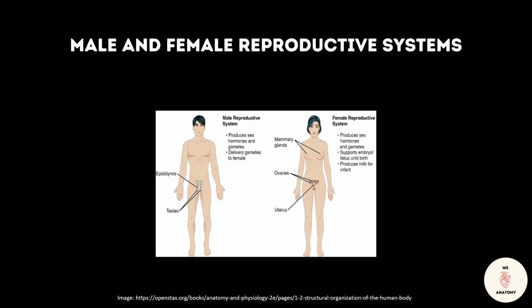These systems are responsible for producing sex hormones and gametes, which can combine in the process of procreation. The female reproductive system also supports the embryo and fetus until birth, and then produces milk to nourish the newborn.